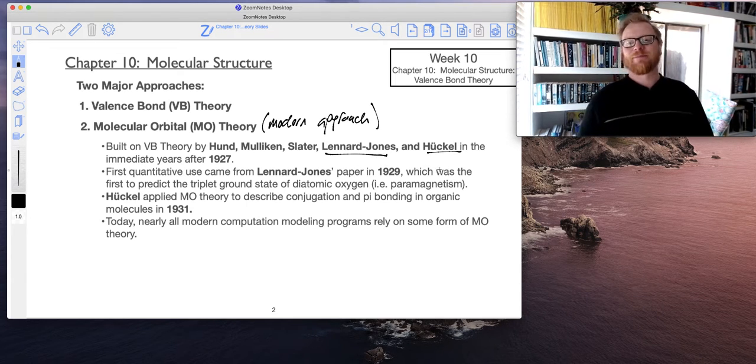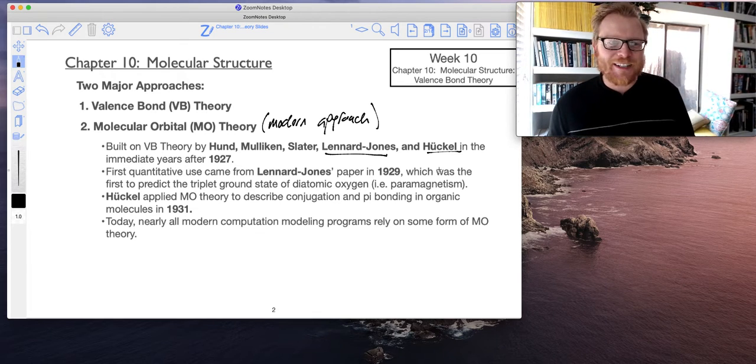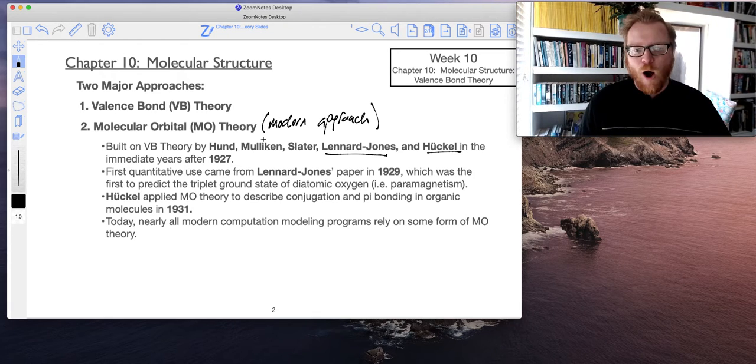And Huckel, the guy who worked out aromaticity. All of these folks built MO theory in the immediate years after 1927. Okay, and they did this as a collaborative effort. Amazing. So the first quantitative use of MO theory came from Lennard-Jones in 1929.